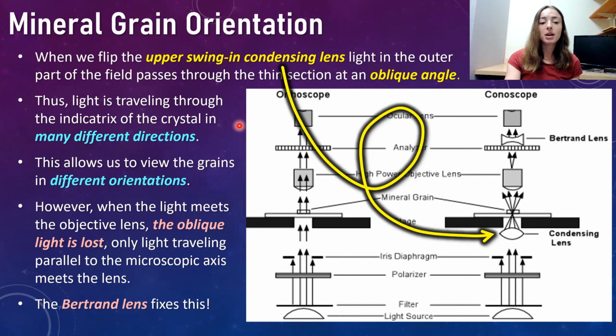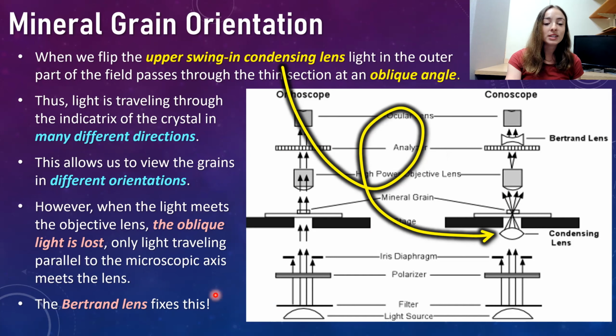But there's a problem when the light meets the objective lens. The oblique light, the light that passed through that mineral at an angle, is lost, and you're basically just getting the light that passed through parallel to the microscope axis. And that's basically the same as if we had never changed the condensing lens at all. That doesn't help at all. So how do we actually get to see this oblique light? How do we refocus it back to our objective lens and to our eyes so we can see what's going on with the oblique light that's passing through that mineral?